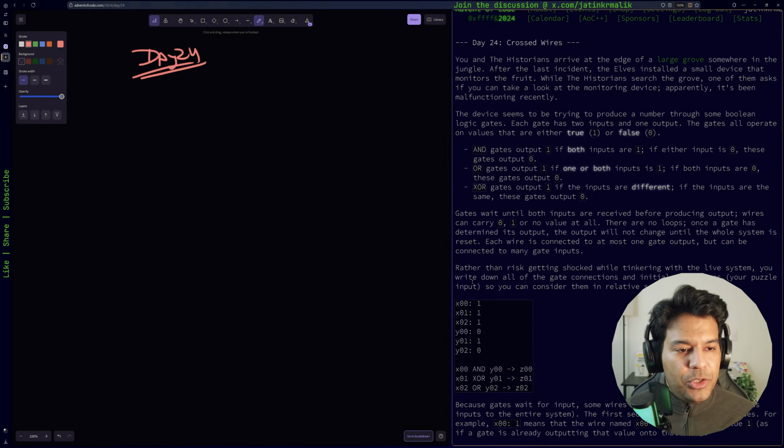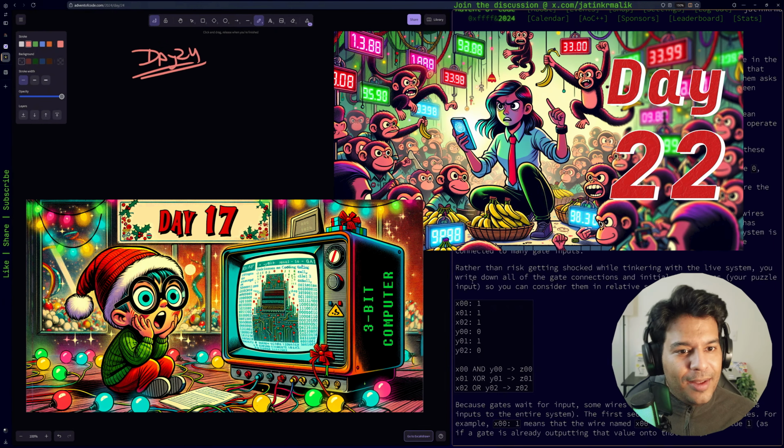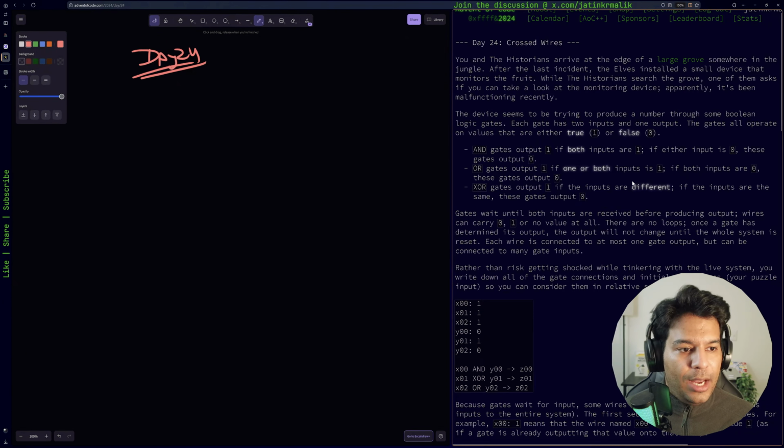The device seems to be trying to produce a number through some Boolean logic gates. Interesting. I think the day before yesterday, we have seen the exclusive OR, or XOR, gate in a couple of questions. I will link them here for you. But let's read on. Each gate has two inputs and one output. The gates all operate on values that are either true or false. And then we are given three gates: AND gate, OR gate, and XOR gate.